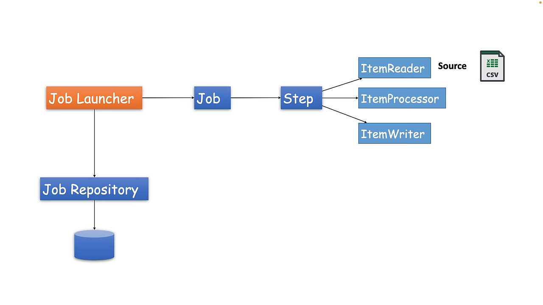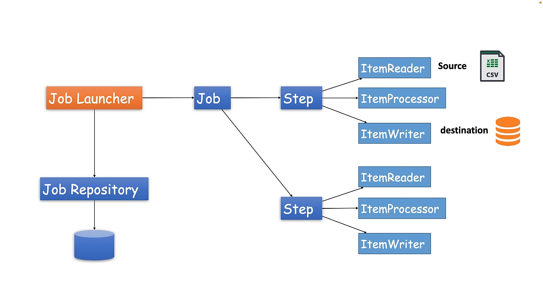Similarly, the item writer will help you to write the data to the destination. In our case, the destination will be the database, right? Because we want to read the CSV and dump that CSV to the database. I believe this is all clear for you. A job can also have multiple steps, and as usual, steps can have multiple item readers, processors and writers. This is the whole architecture of Spring Batch, or you can get context about all the core components of Spring Batch.